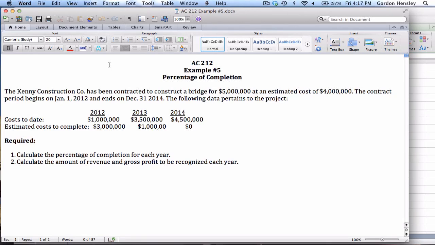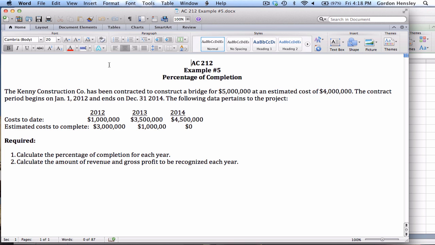This is the video demonstration on percentage of completion. In this video, I'm going to work the solution to example number 5. This example involves the Kenny Construction Company. They've been contracted to construct a bridge for $5 million at an estimated cost of $4 million.